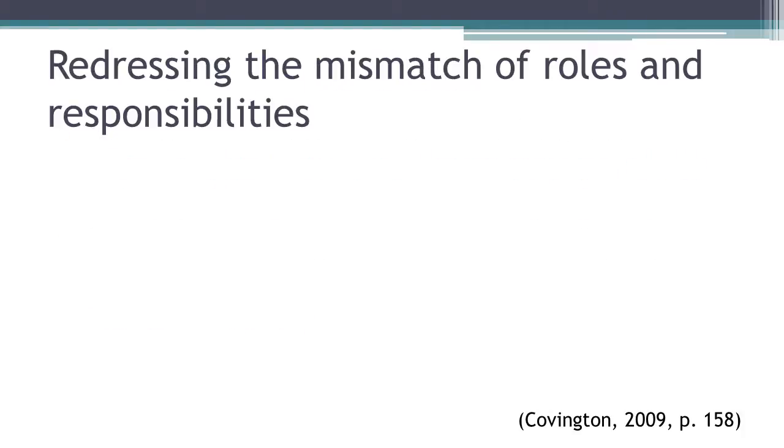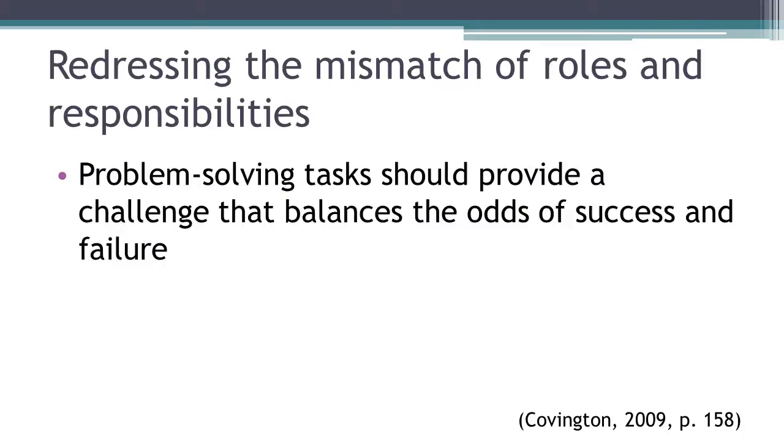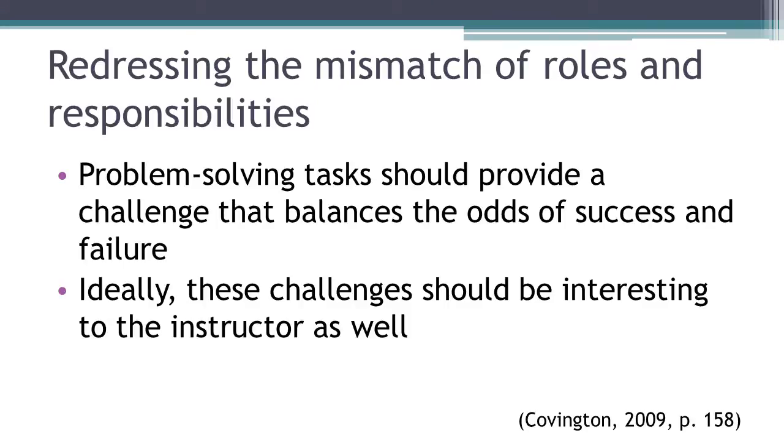With respect to redressing the mismatch of roles and responsibilities, Covington suggests that problem-solving tasks should provide a challenge that balances the odds of success and failure. That is, an activity or assignment should be challenging, but not so challenging that students who put forth the effort and correct strategies do not succeed. Ideally, these challenges should be interesting to the instructor as well.